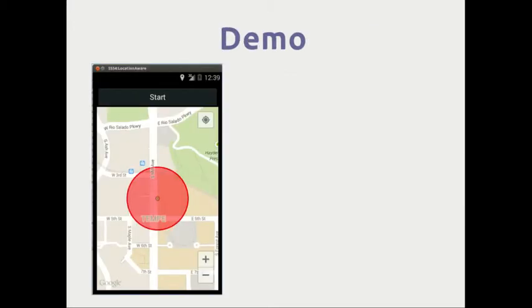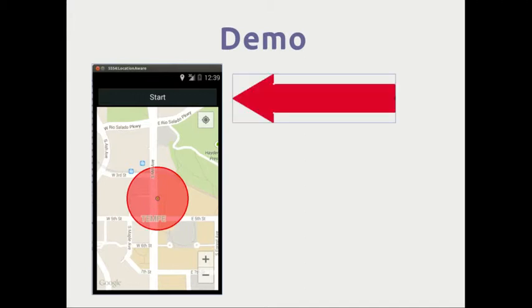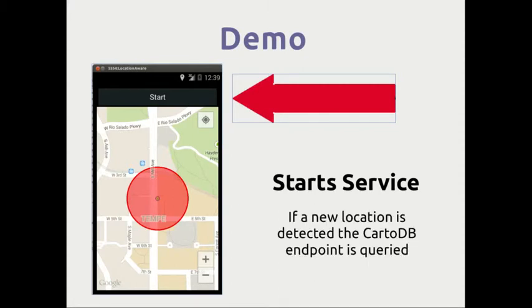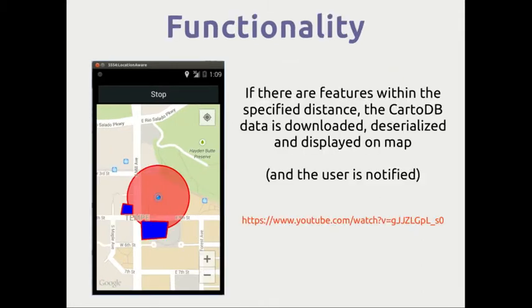When a user fires up the app, they are presented with a map interface that shows their location as well as a buffer that they have set up. Here, they can click a Start button that starts a service, and this service listens for a change in the user's location. If there is a change, the app queries the CartoDB endpoint, and if the user's location is within a certain distance of the geofence, the user will be alerted.